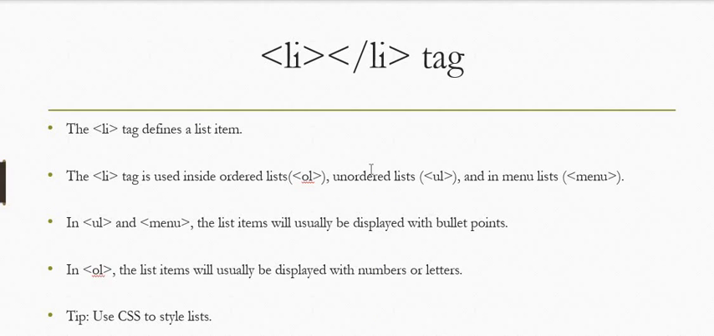We then define our LI tag. It gives us a list item. It's used both inside ordered lists and unordered lists, as previously mentioned, and we could also use it within a menu. Within the unordered list and menu, the list items will usually be displayed with bullet points. Within the ordered list, you could use numbers or letters instead of the bullet points. Again, these features are often used in our CSS cascading style sheets, which we'll focus on later in the course.